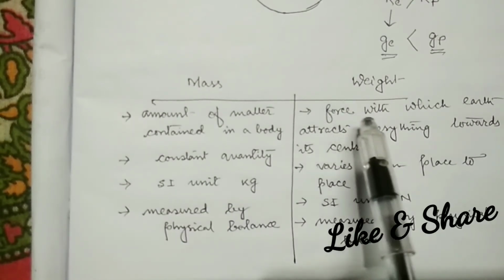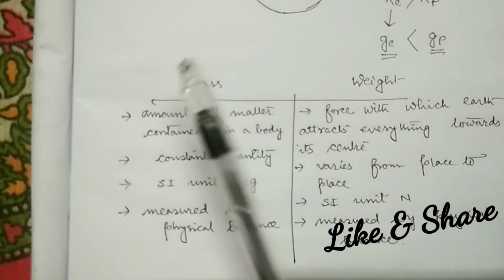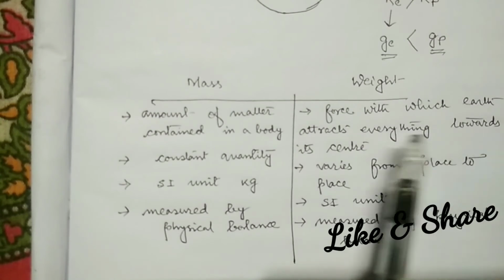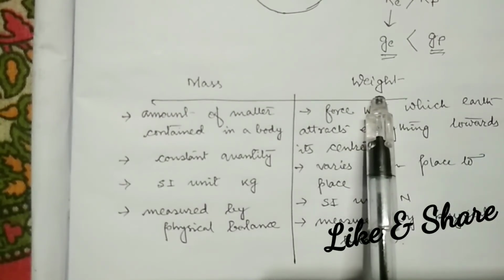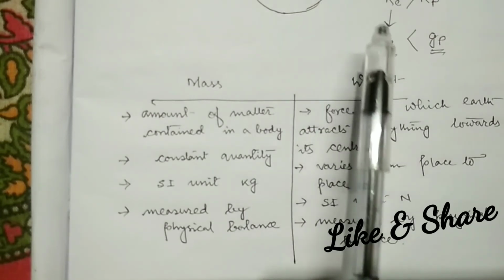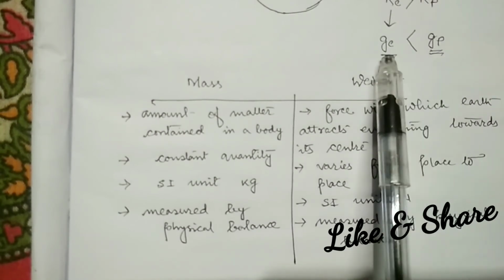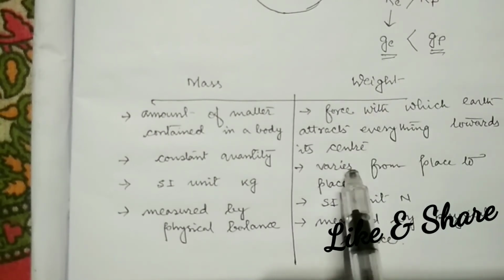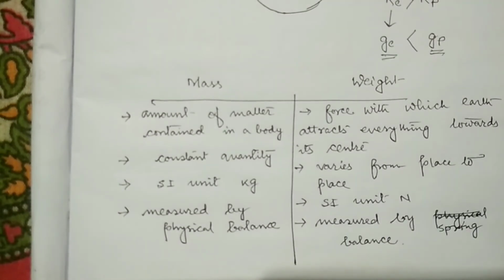In case of weight, whenever we drop something, the earth attracts it towards its center. The force with which the earth attracts everything towards its center, that force is called weight. As we know, the acceleration due to gravity is different at different places. At the pole, g is more. At the equator, it is less. So weight varies from place to place. Newton is the SI unit of force. So the SI unit of weight is Newton, and it is measured by a spring balance. So these are the basic characteristics of mass and weight.